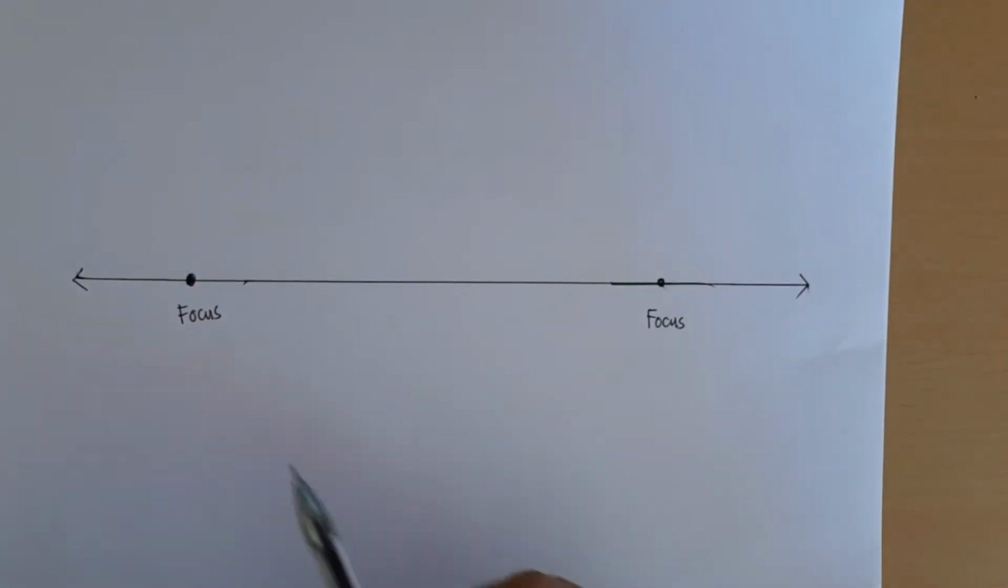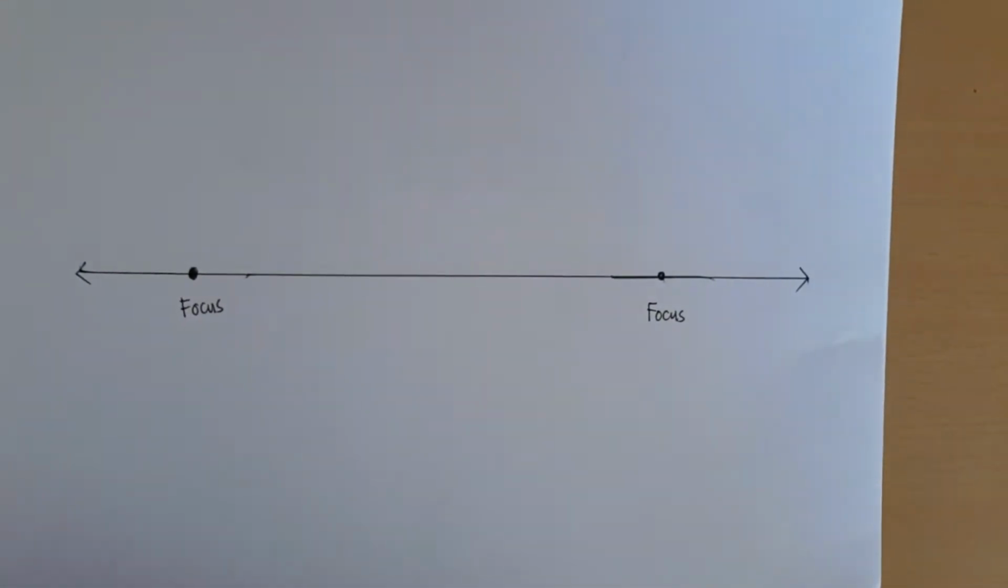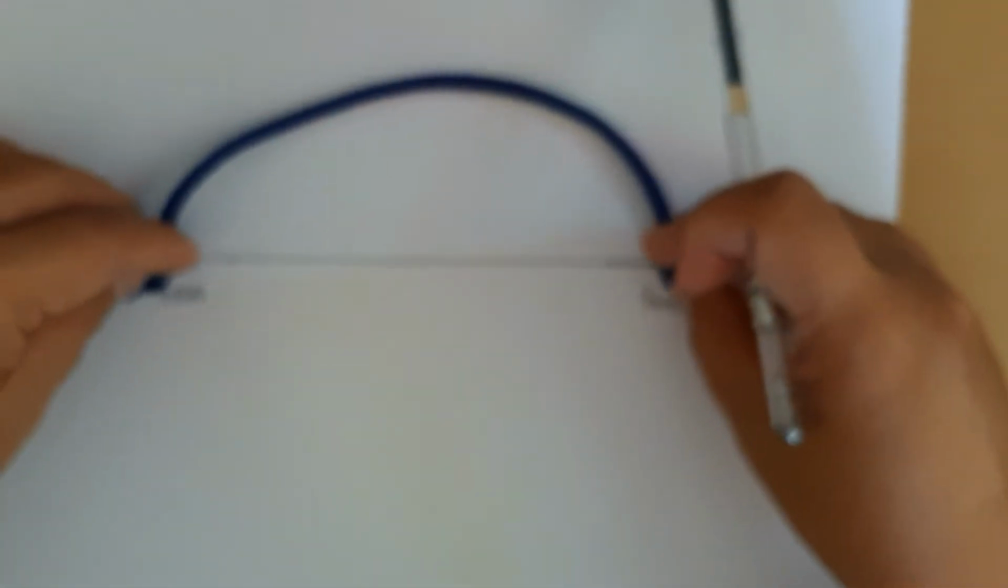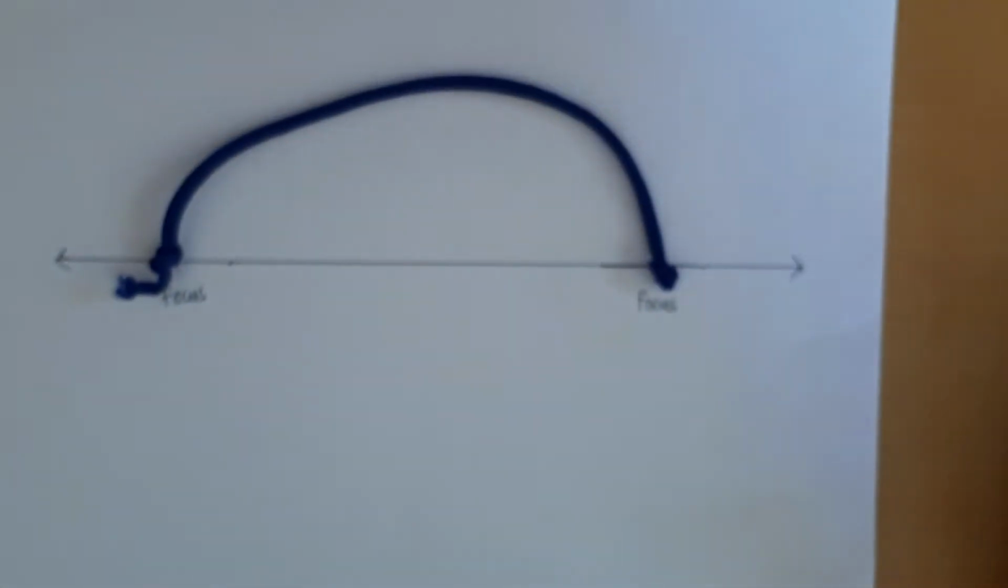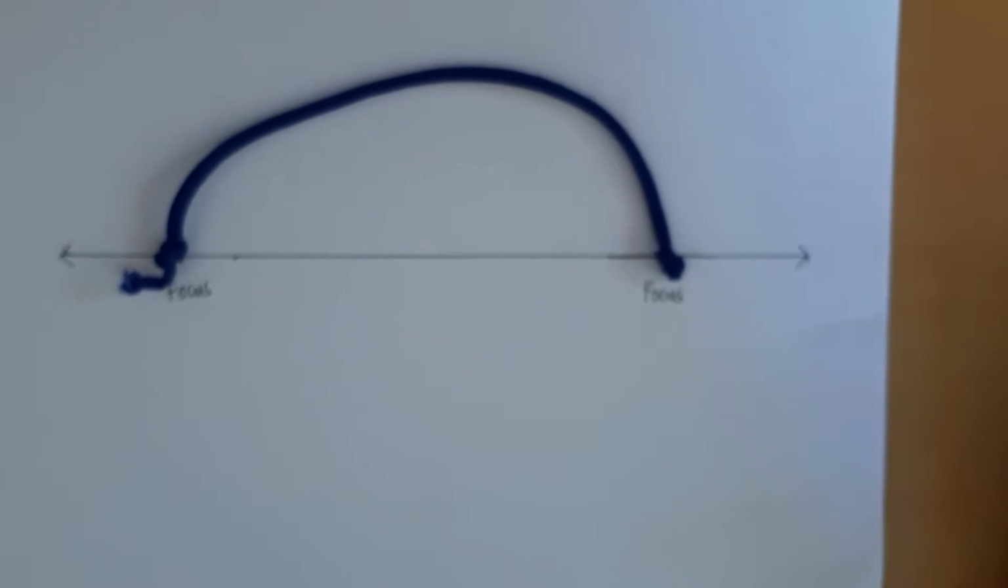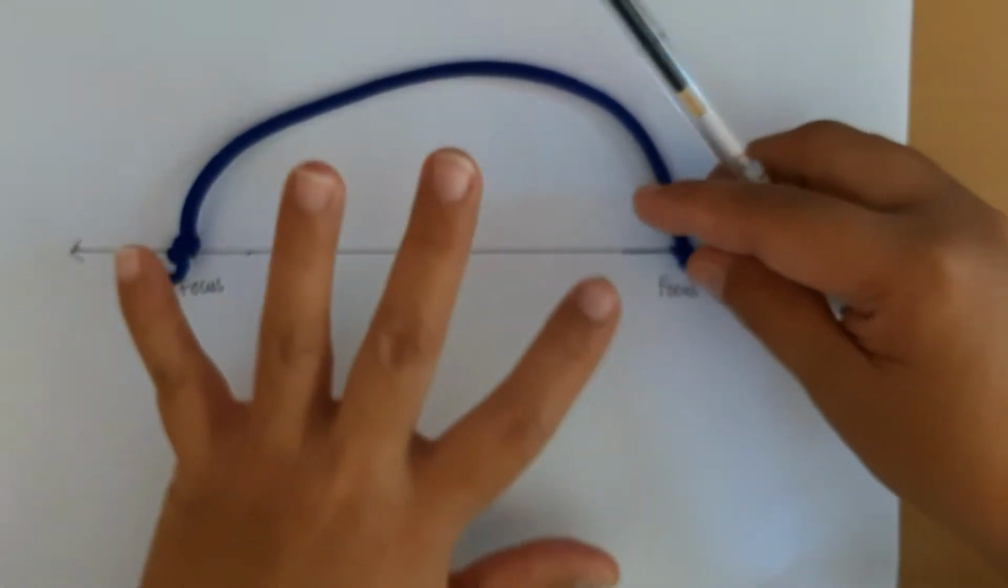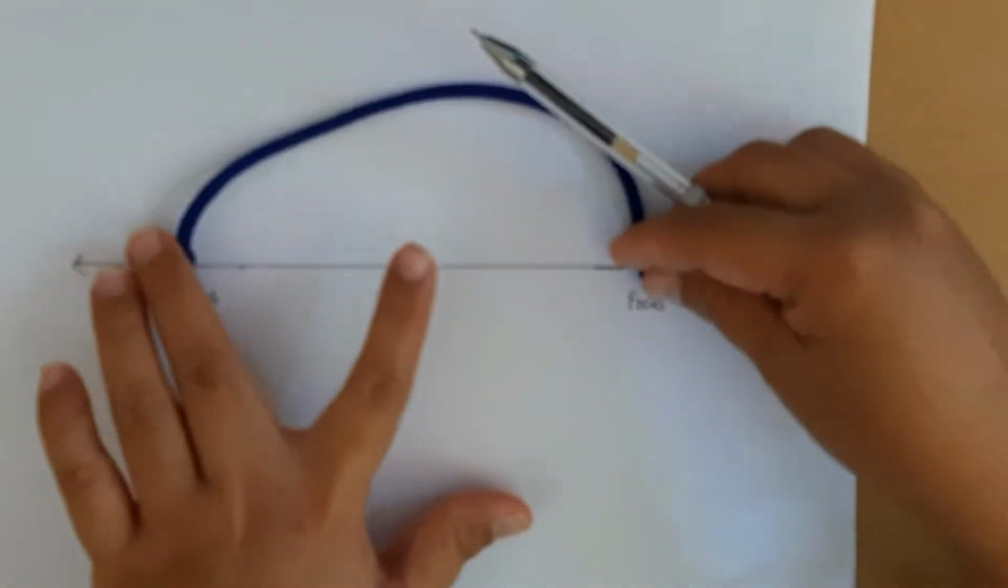So, halimbawa, ito yung dalawang focus, and then gagamit ka ng string. Maglalagay ka ng any point on the ellipse, and then mag-drawing ka ng ellipse from these two foci.